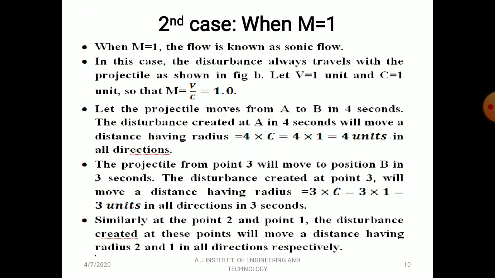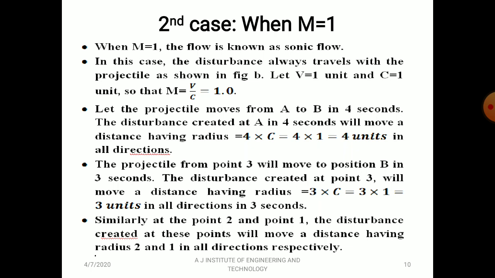Now second case, when M equal to 1. When M equal to 1, the flow is said to be sonic flow. In this case, the disturbance always travels with the projectile. So V equal to C, where V is the velocity of the projectile and C is the velocity of the sound wave or disturbance. So in order to get M equal to 1, the values of V and C should be equal. That means they are going to travel in the same time.